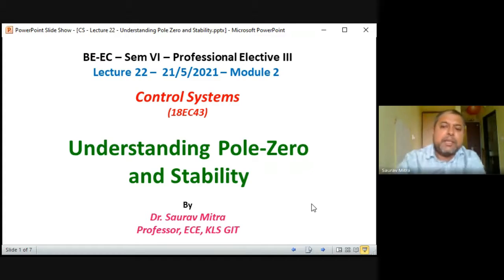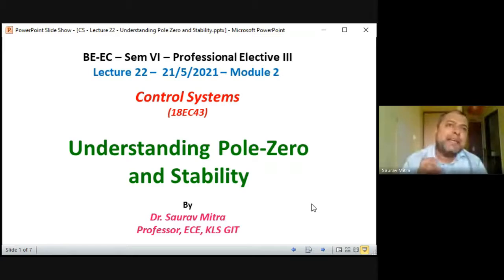So those who have pen and paper, you can write down two lines: inserting a stable zero increases the system stability, and inserting even a pole, let it be a stable pole, decreases the system stability, or relative stability, you can say. In the next chapter, we will see the difference between asymptotic stability, absolute stability, and relative stability.